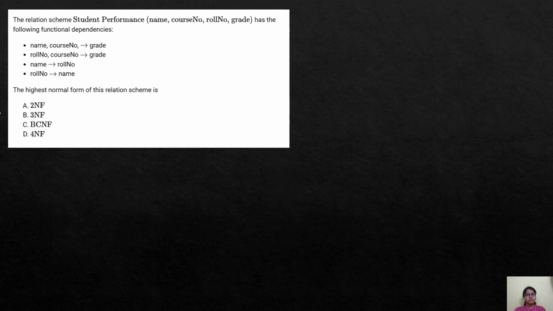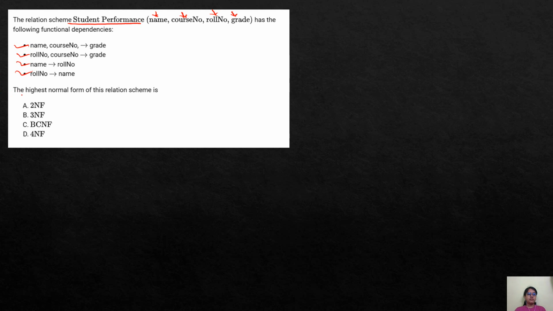Okay, so the next question is about a relational schema. We have the relational schema StudentPerformance, and here some attributes are given. StudentPerformance is a table name, and there are four attributes: name, course number, roll number, and grade. It has the following functional dependencies, and four functional dependencies are already given to us in the question.